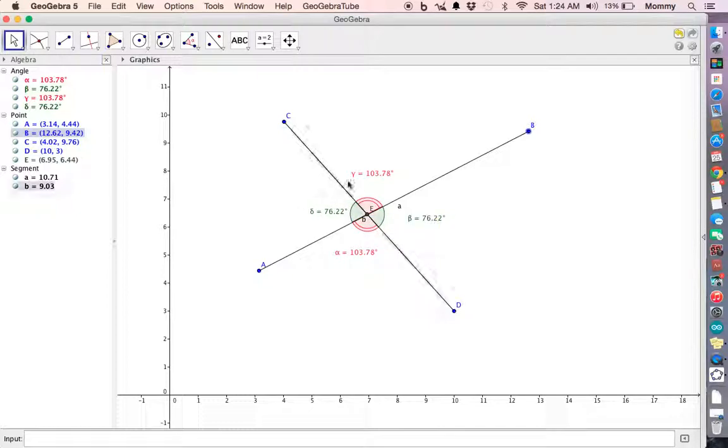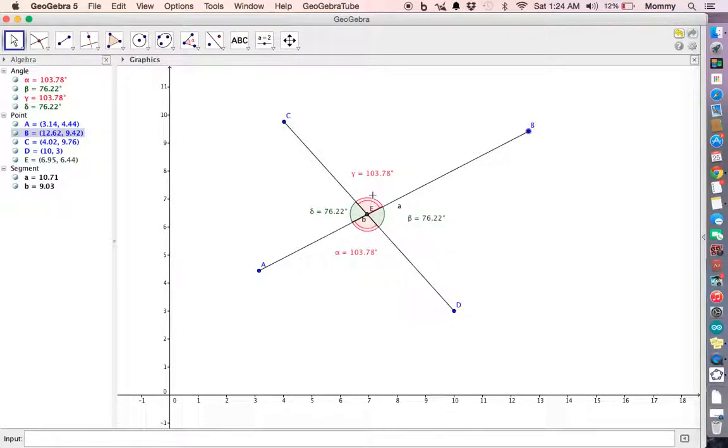If two angles are supplementary, how much do they equal? When two angles form 180 degrees, are they supplementary or complementary? Supplementary. Because complementary is they form a right angle. I give you a compliment, I tell you, you look right. But supplementary, they form 180. So these are supplementary to each other, and these are supplementary to each other.